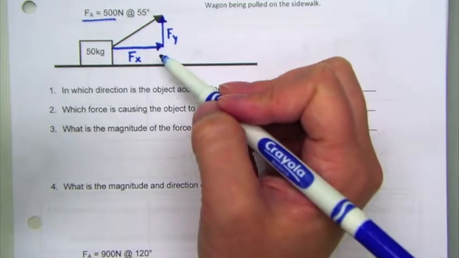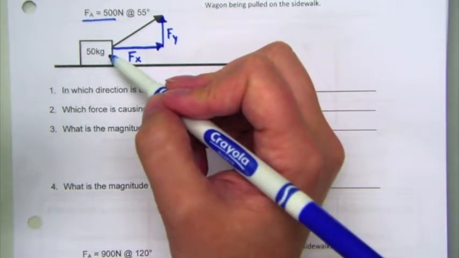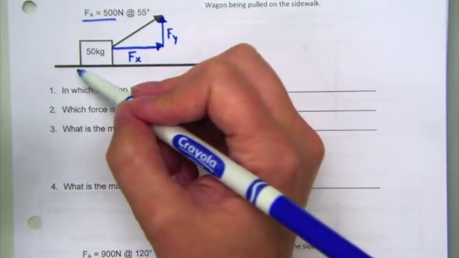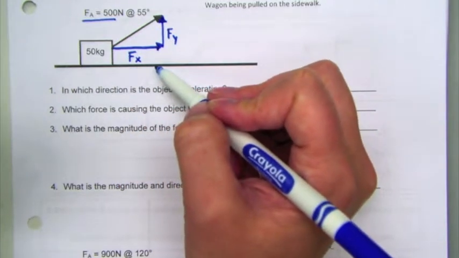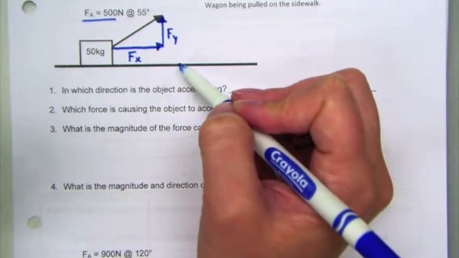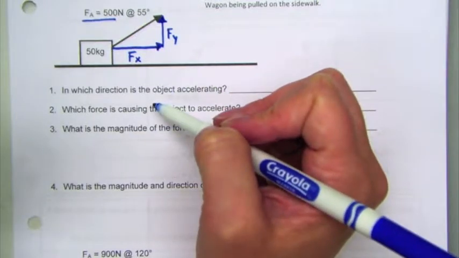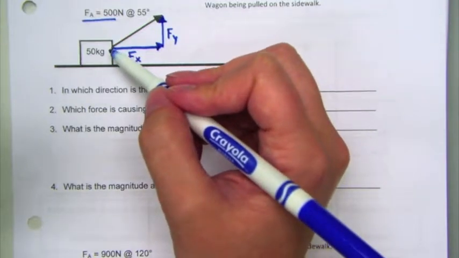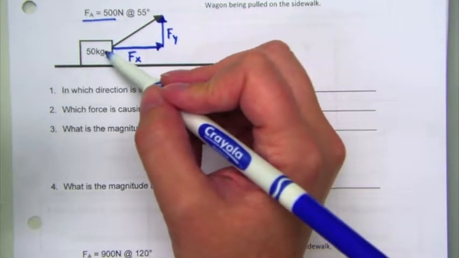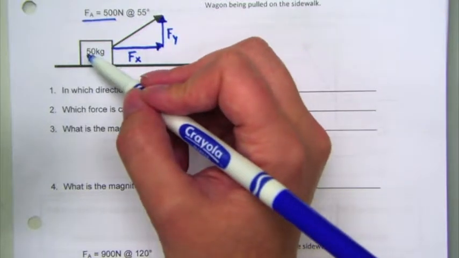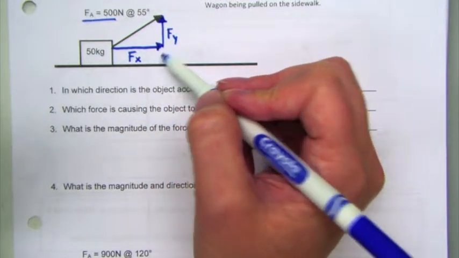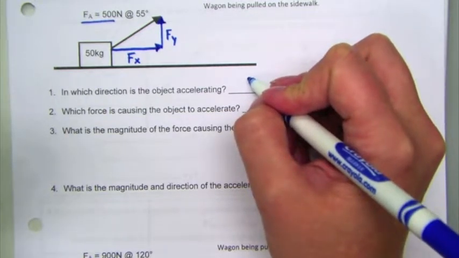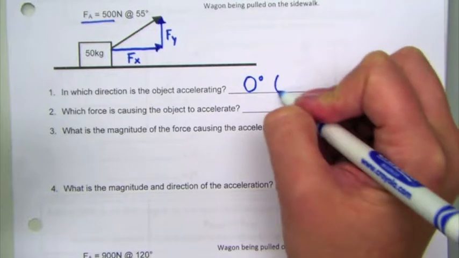Okay, so the situation that we're given right now is that this object, a wagon, is being pulled on a sidewalk. The sidewalk, as you can see here, is a flat horizontal surface. So the question is, which direction is the object accelerating? It cannot accelerate along the angle. It's not being lifted off the ground, okay? It is gliding along the horizontal surface. So that means it's accelerating in the horizontal direction. To the right, we know is 0 degrees.